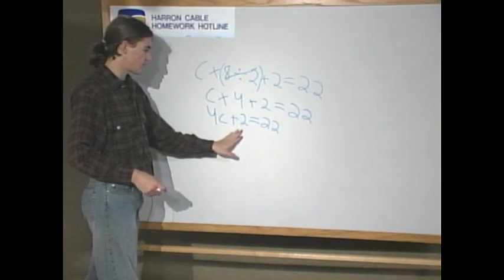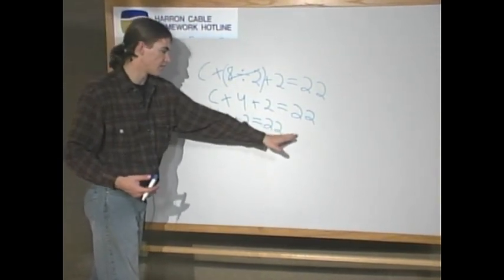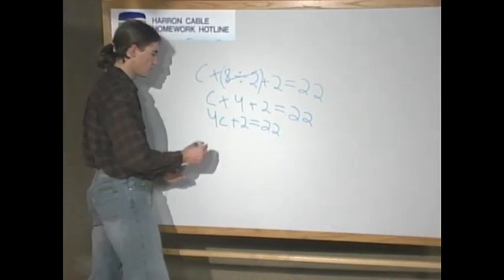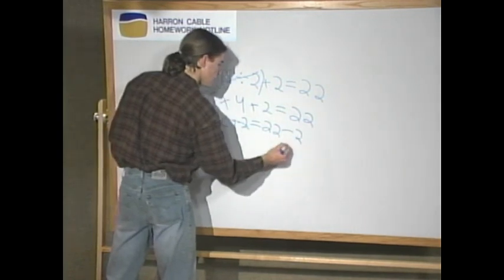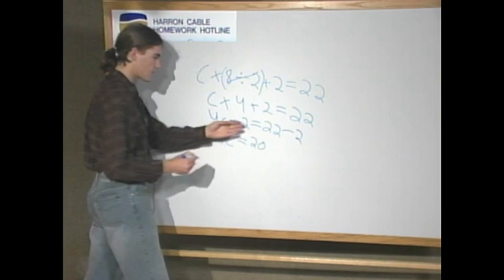Okay, and then you've got to get rid of this 2. Since you're adding it on this side, in order to get rid of it, you do the opposite on the other side. The opposite of addition would be subtraction. So you take 22 minus 2, which is 20. 4C equals 20. Did you follow that?